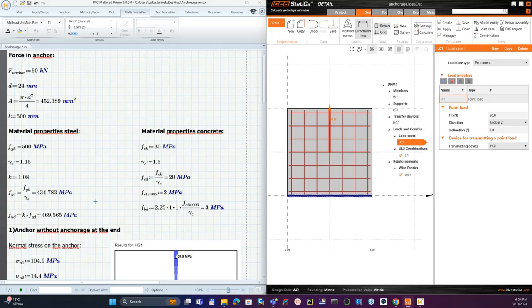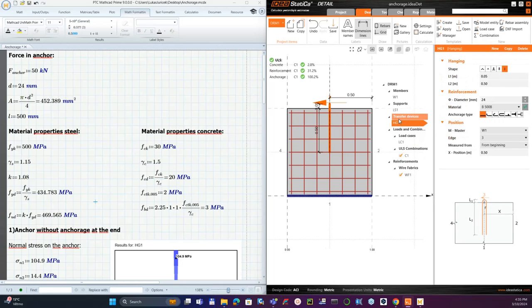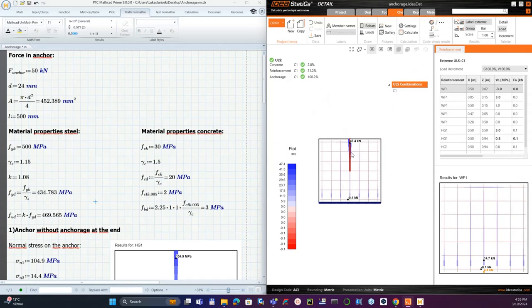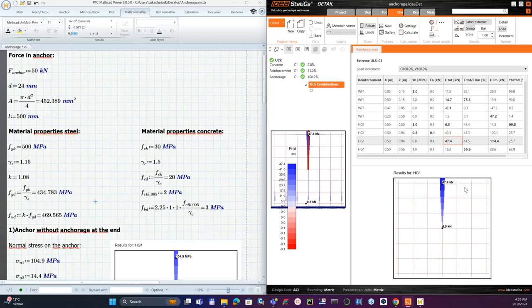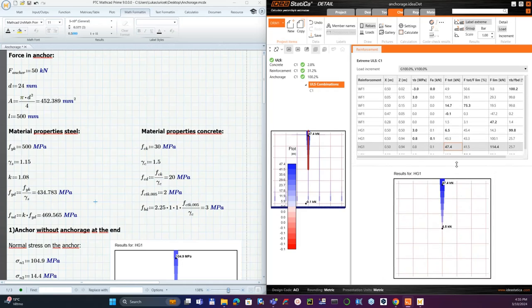So I will run the analysis, and what is very important is the anchorage shape at the end. If I come back to the transfer device, the anchor is straight. So right now we'll be talking about the straight anchorage type. If I go back to the results and extend the property grid on the right side, here is the total force. I will scroll down and select only the anchor to represent the results itself.